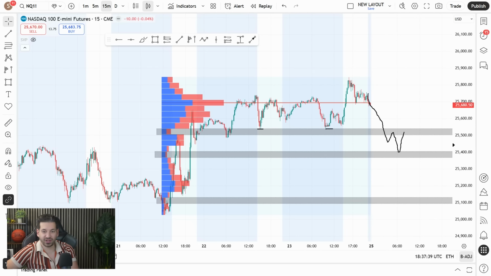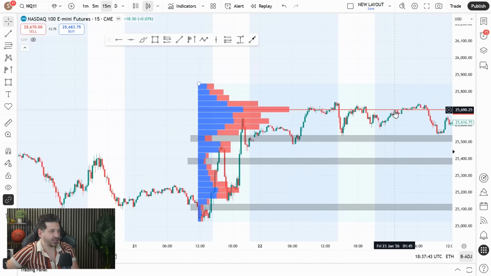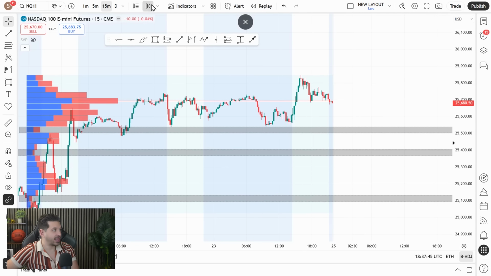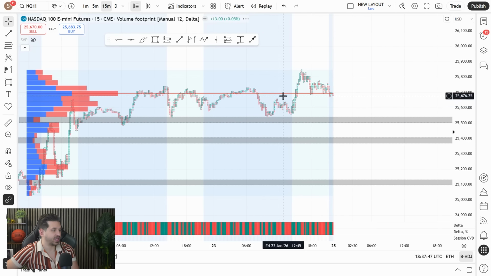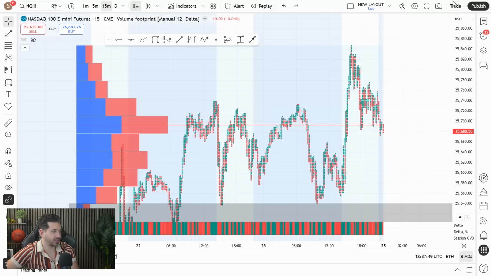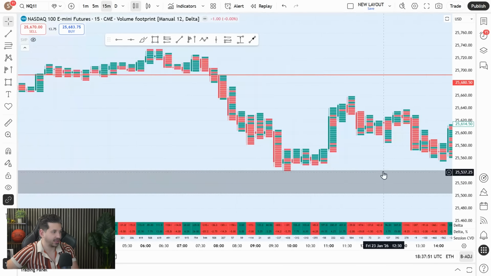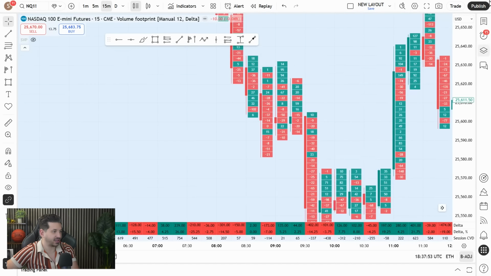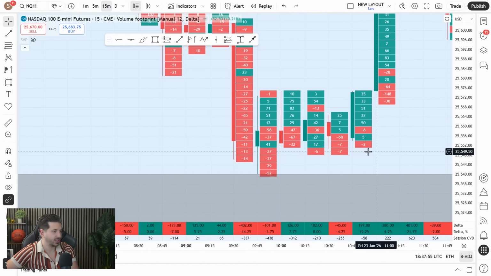Now, once we actually get to those areas, I will explain in another video about the footprint. I will look at the actual data that I'm seeing. So I'm going to switch over to the footprint and just do the most recent one that pushed up here, right? Let's see if we can actually see something interesting in the footprint, okay?